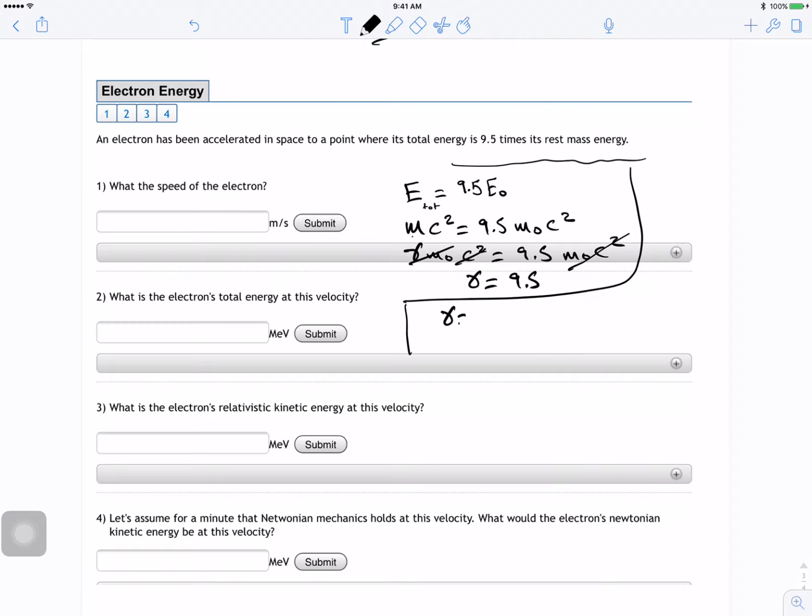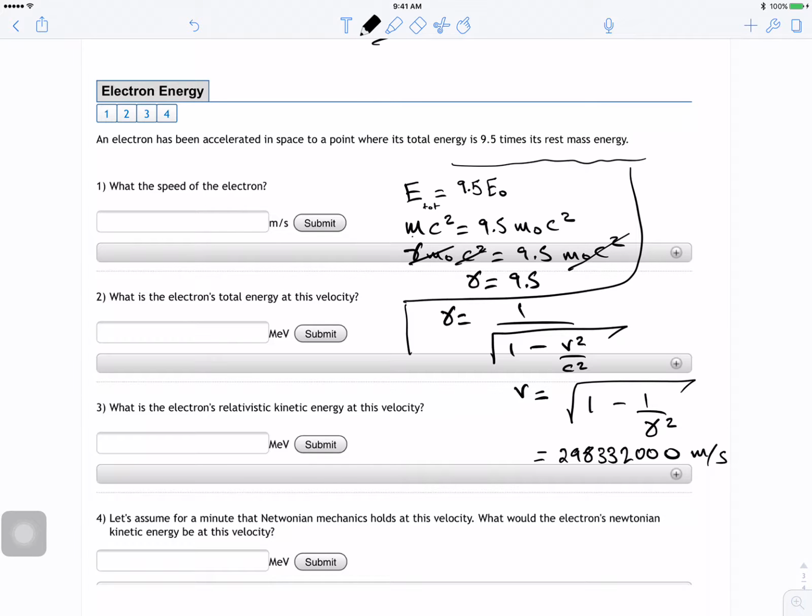Alpha is equal to 1 divided by the square root of 1 minus v squared divided by c squared. So then we solve for v. V is equal to the square root of 1 minus 1 divided by alpha squared. And from that I got 298,330,000 meters per second. So that's the velocity that I got.